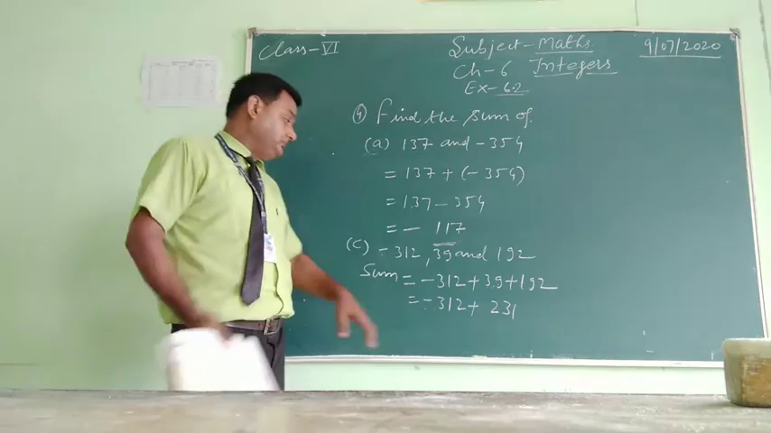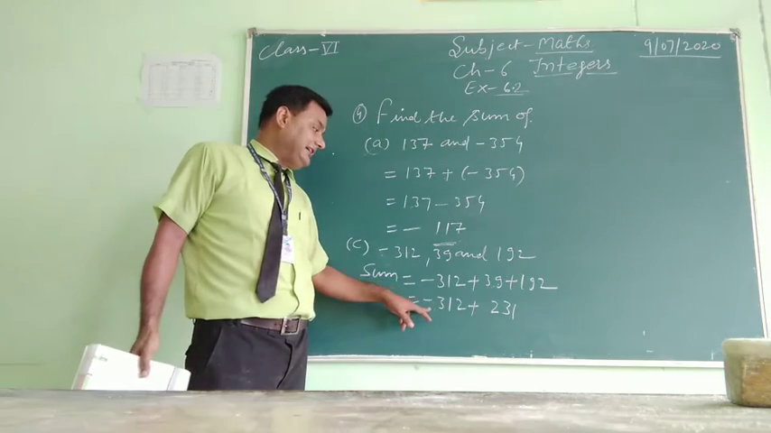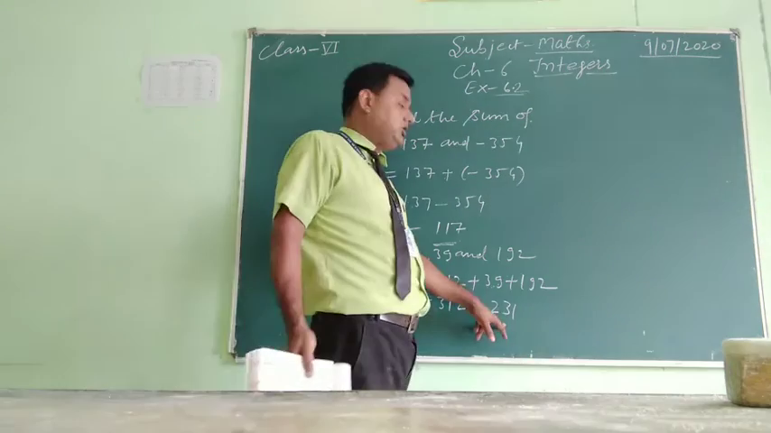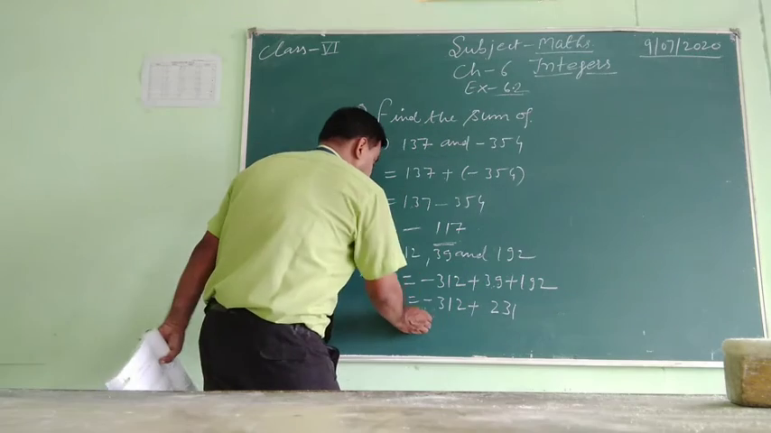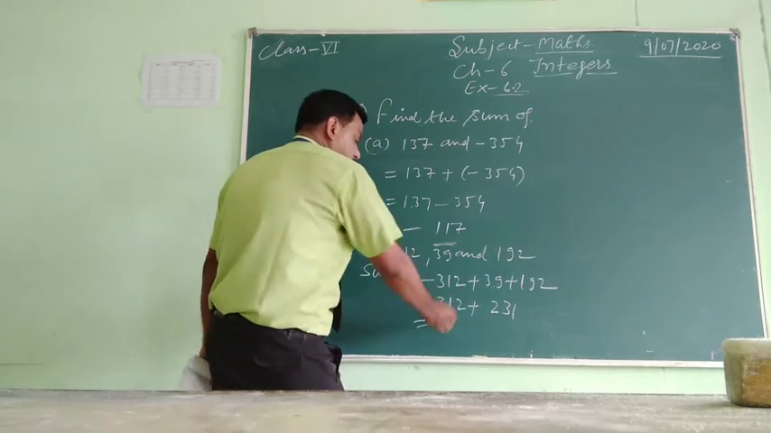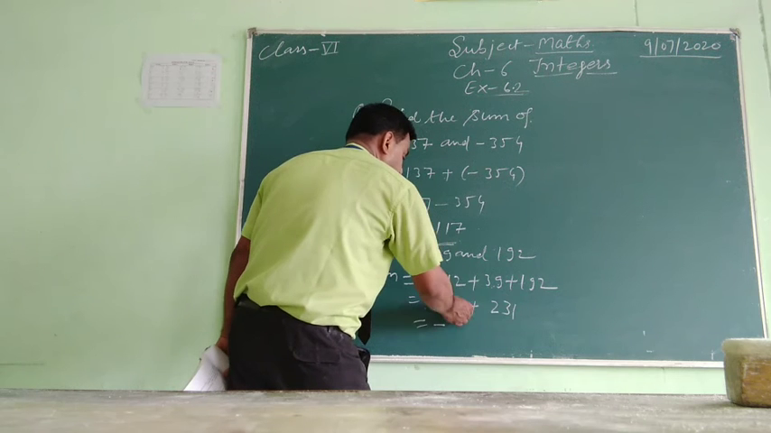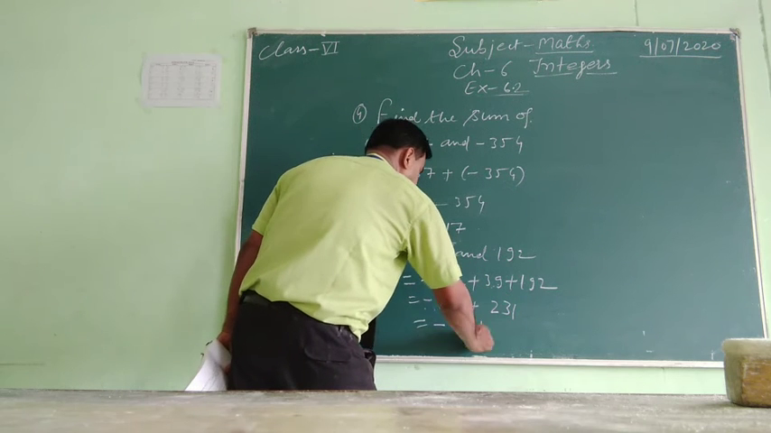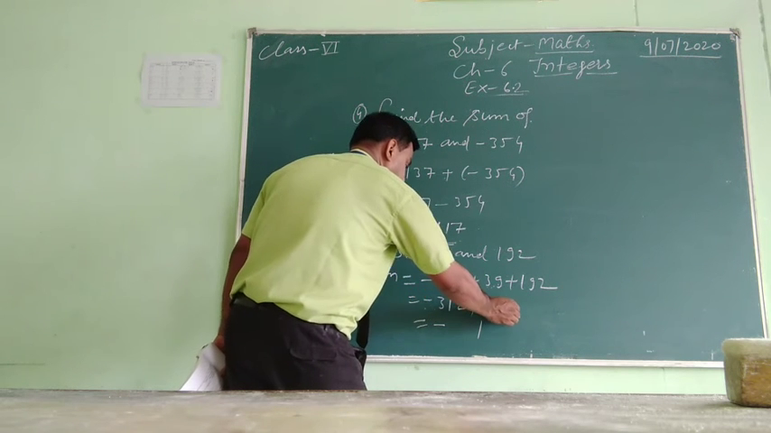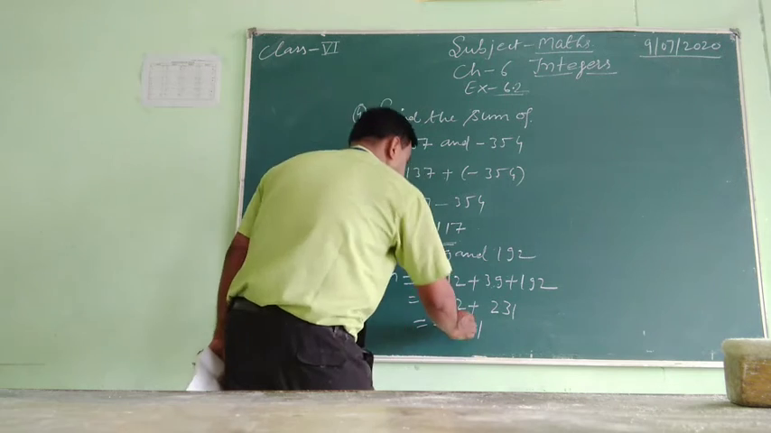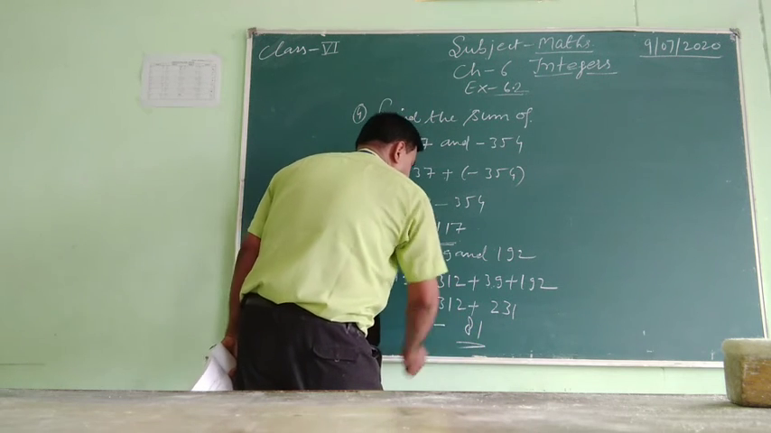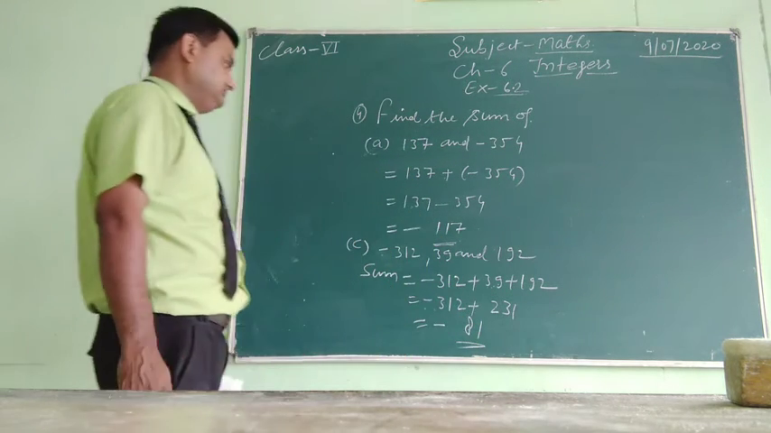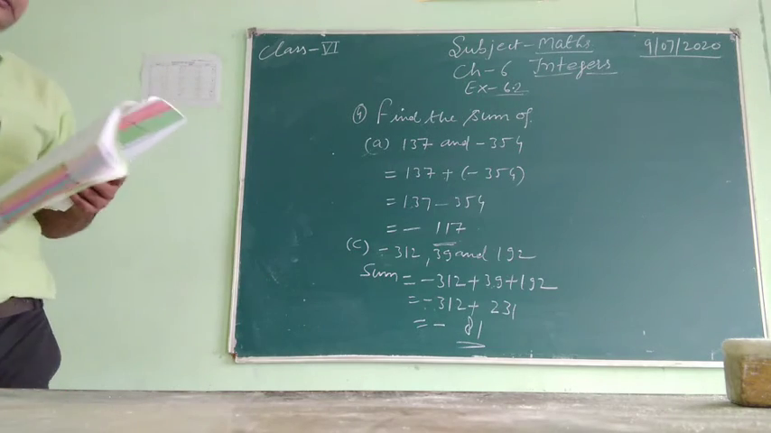Now we see that 312 is negative and 231 is positive. So minus plus minus, the sign will come negative. 312 minus 231. 2 minus 1, 1. 1 minus 3, borrow, 11 minus 3 is 8, and 2 minus 2, 0, so minus 81. This is the answer.